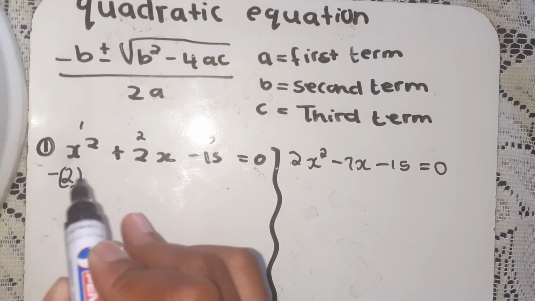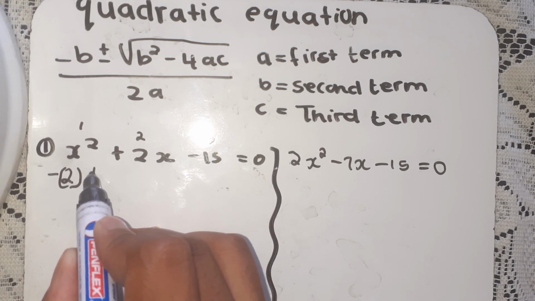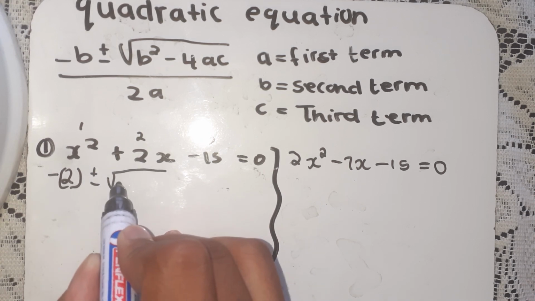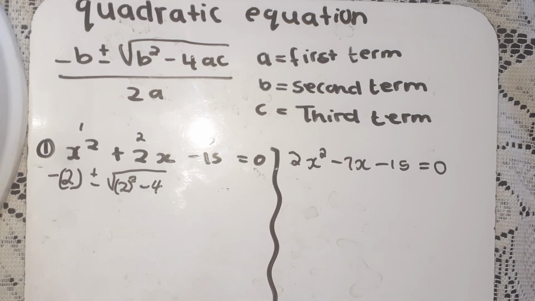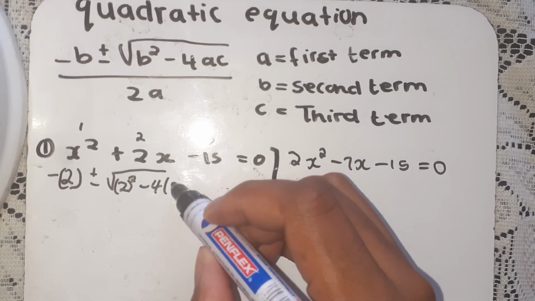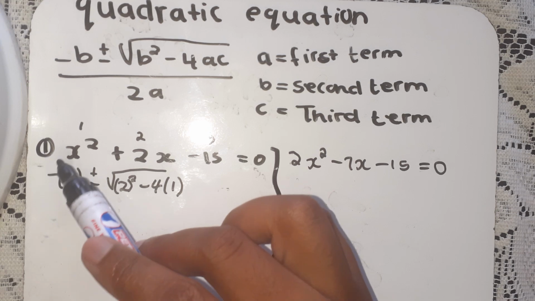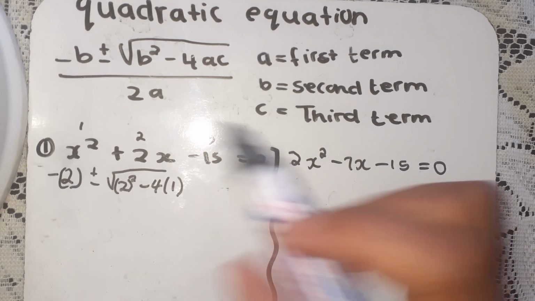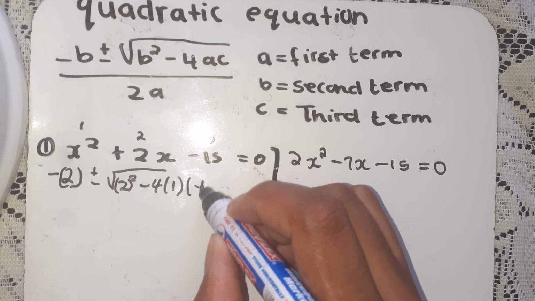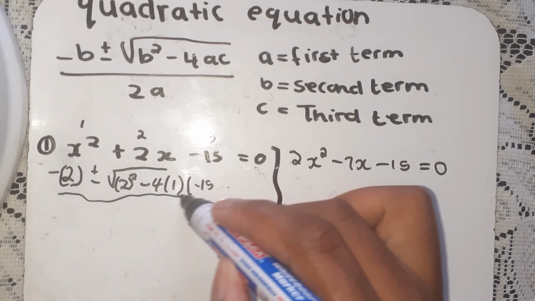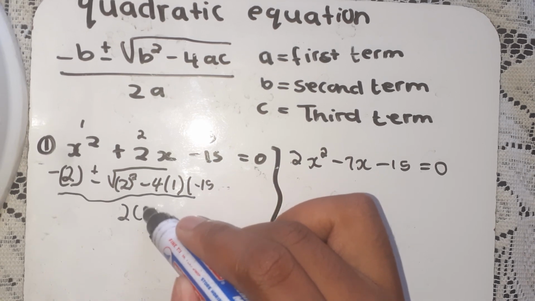So we substitute. This is b, and then we have plus or minus here, and then we say 2 squared. We can put it in brackets because you're substituting. Whenever you're substituting, put whatever you're substituting inside the brackets. So here it is nothing, it's just x, which means it's 1 x squared, and then negative 15, and then we're going to have that over 2 times 1.